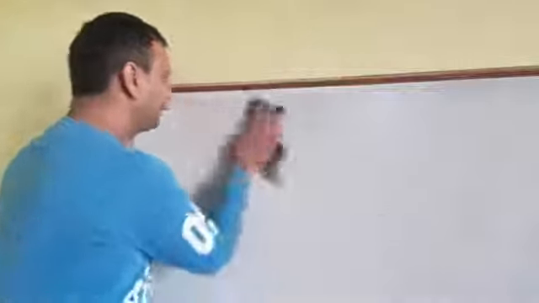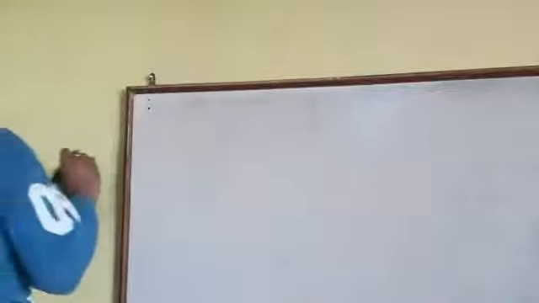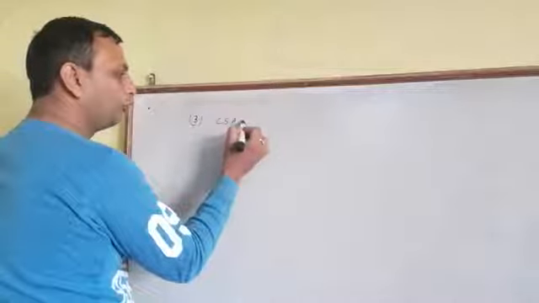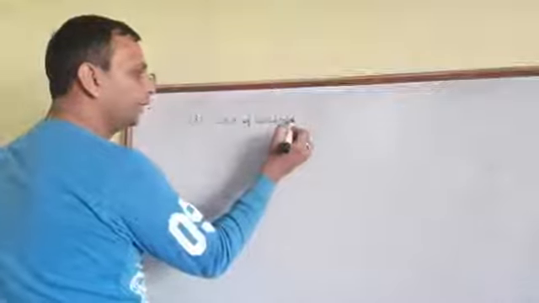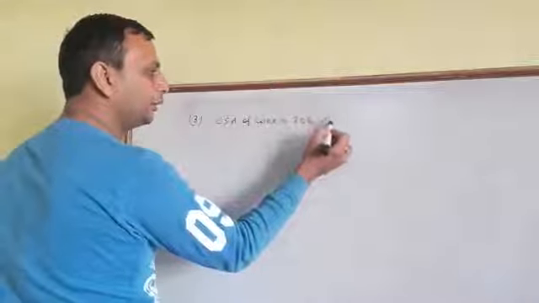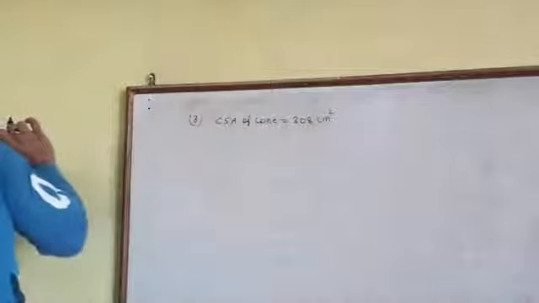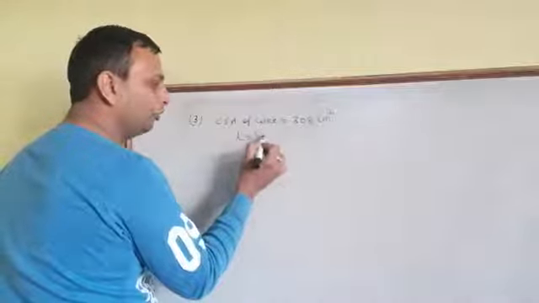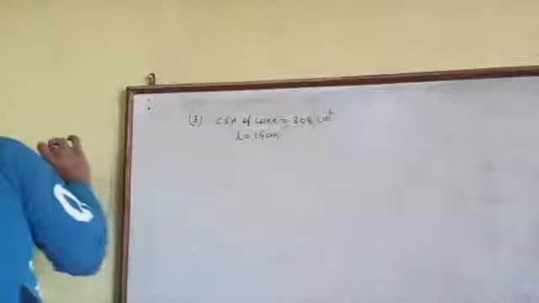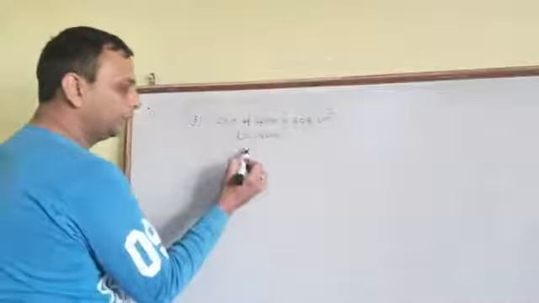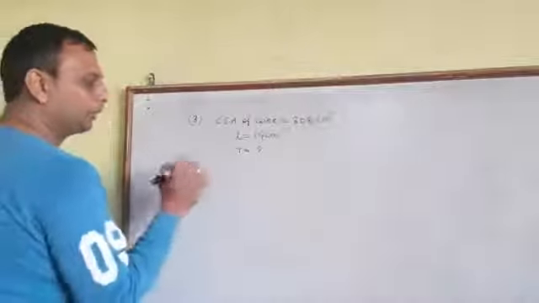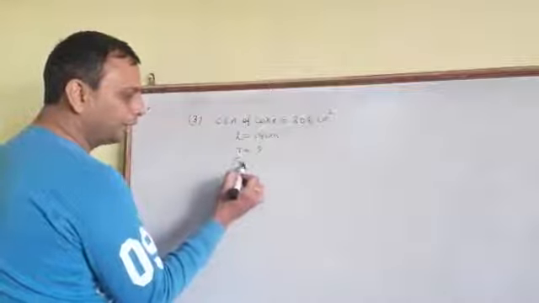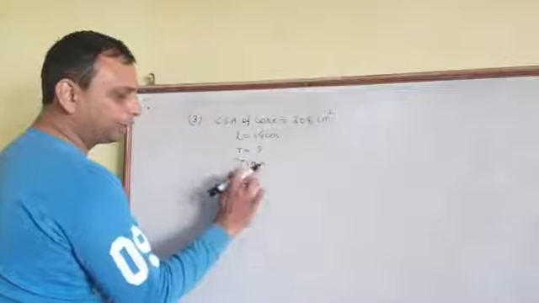So the third question says that the CSA of the cone is given, 308 centimeter square, and the slant height is also given, 14 centimeters. We have to find the radius. The radius is missing. So first it is asked to find the radius, and the second part is asked to find the total surface area, TSA, which is the short form of total surface area.